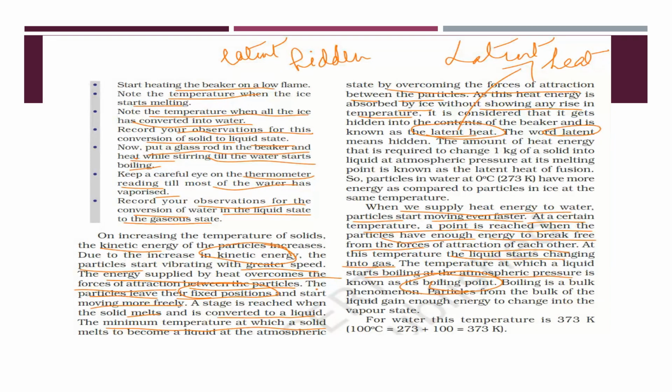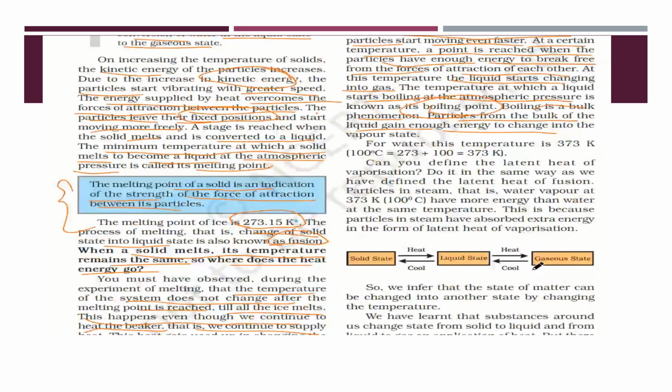So what is boiling point? Under the atmospheric pressure, when the liquid starts boiling, that is the boiling point. Boiling is a bulk phenomenon, and particles from the bulk of the liquid gain enough energy to change into the vapor state. For water, the temperature is 373 Kelvin, or 100 degrees centigrade. That is, the boiling point of water is equal to 273 Kelvin plus 100, which is 373 Kelvin. Okay, so now we are going to discuss what is latent heat in the next part.